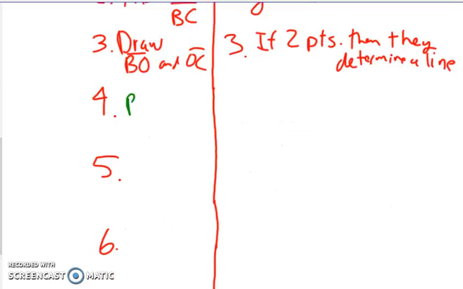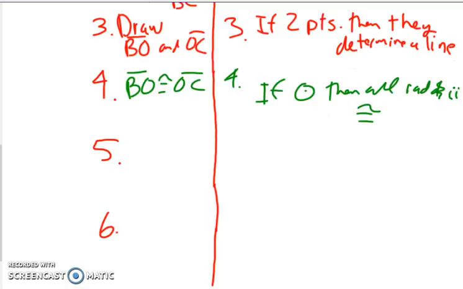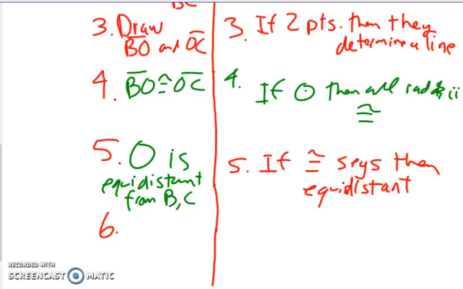Next, we know that BO and OC are congruent because they're radii of the same circle. So if a circle, then all radii are congruent. Something important we need to state now is we need to actually say that O is equidistant from B and C. So we'll say that. It's important to include this step. And our reason is that reason from the previous video, if congruent segments, then equidistant.